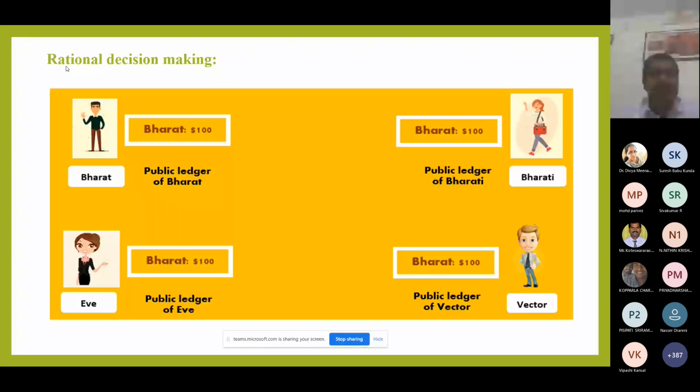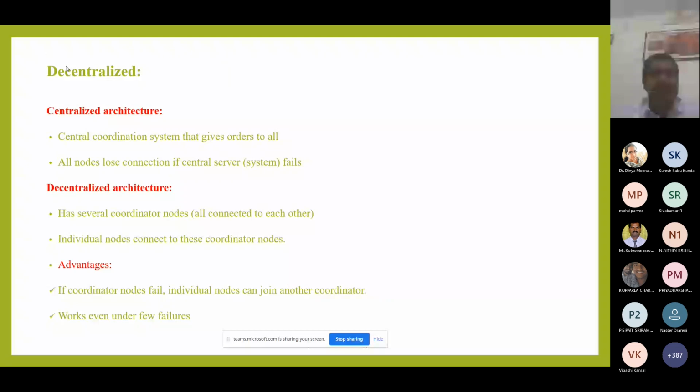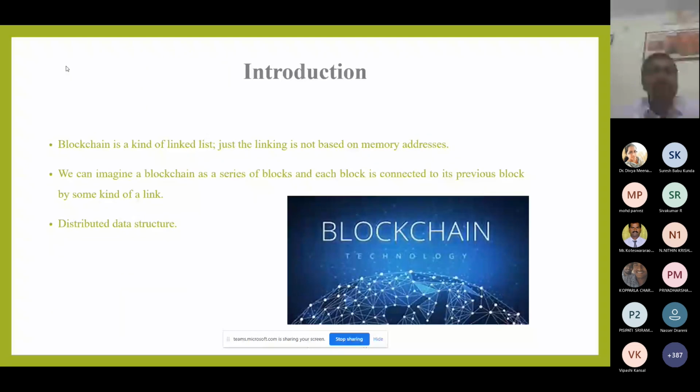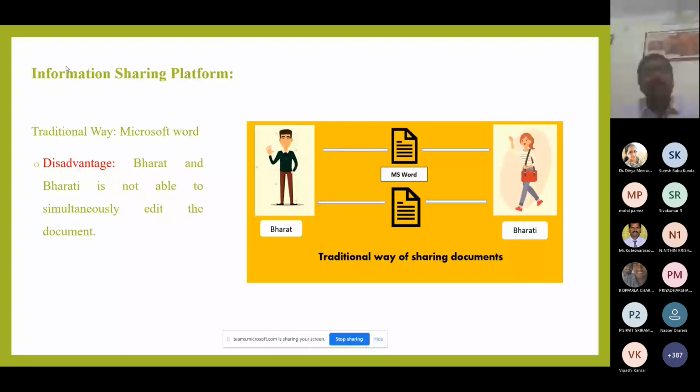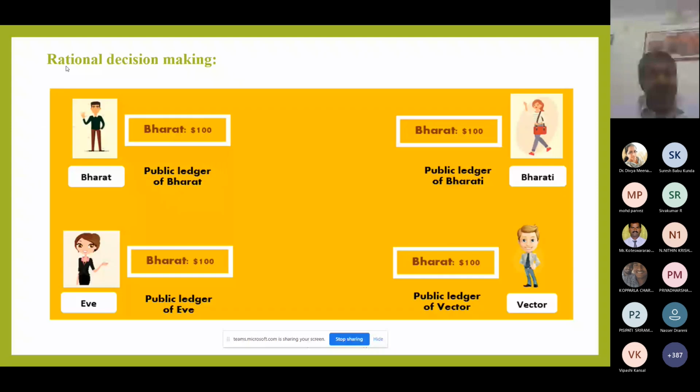The last term in the definition was a rational decision making process. So what do we mean by rational decision? It is nothing but a correct decision. Let's have a look at this rational decision making process with the help of an example. Suppose there are four friends in a network: Bharat, Bharti, Vector, and Eve. Bharat has $100 in his account, and he puts in the public ledger that he has $100. Now this information will be available to all four users.